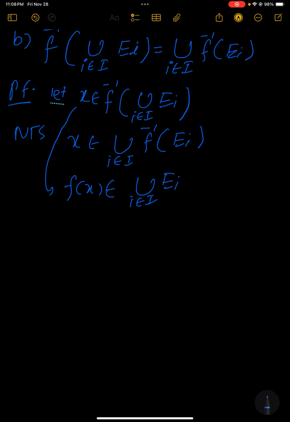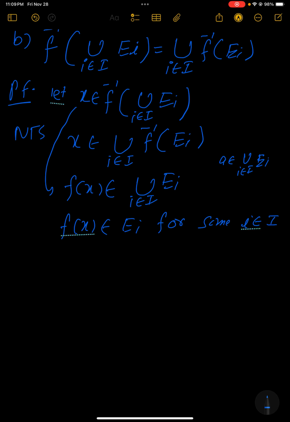Okay, that's just, you know, it will go both ways. So f of x belongs to the union of the ei. What does it mean when I say an element belongs to the union of the ei? This means that it will belong to one of the ei. So this means that f of x belongs to ei for some i belonging to I.